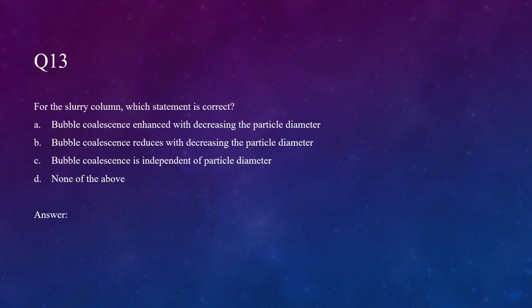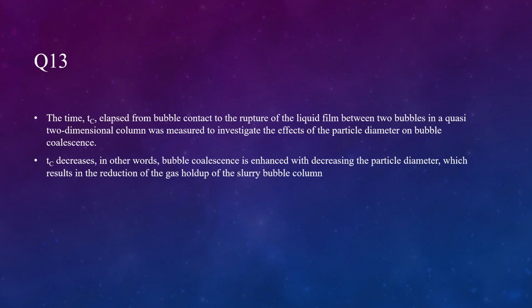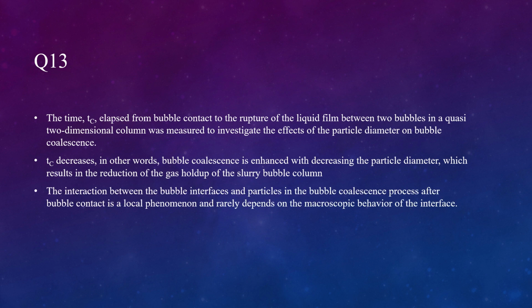So the right answer is bubble coalescence enhanced with decreasing the particle diameter. In the previous question itself we have seen that the time elapsed from the bubble contact to the rupture of the liquid film between two bubbles in a quasi two-dimensional column was measured to investigate the effects of the particle diameter on bubble coalescence. Tc decreases, in other words, bubble coalescence is enhanced with decreasing the particle diameter, which results in the reduction of the gas holdup of the slurry bubble column. Interaction between bubble interface and particles in the bubble coalescence process after bubble contact is a local phenomenon, and it rarely depends on the macroscopic behavior of the interface.